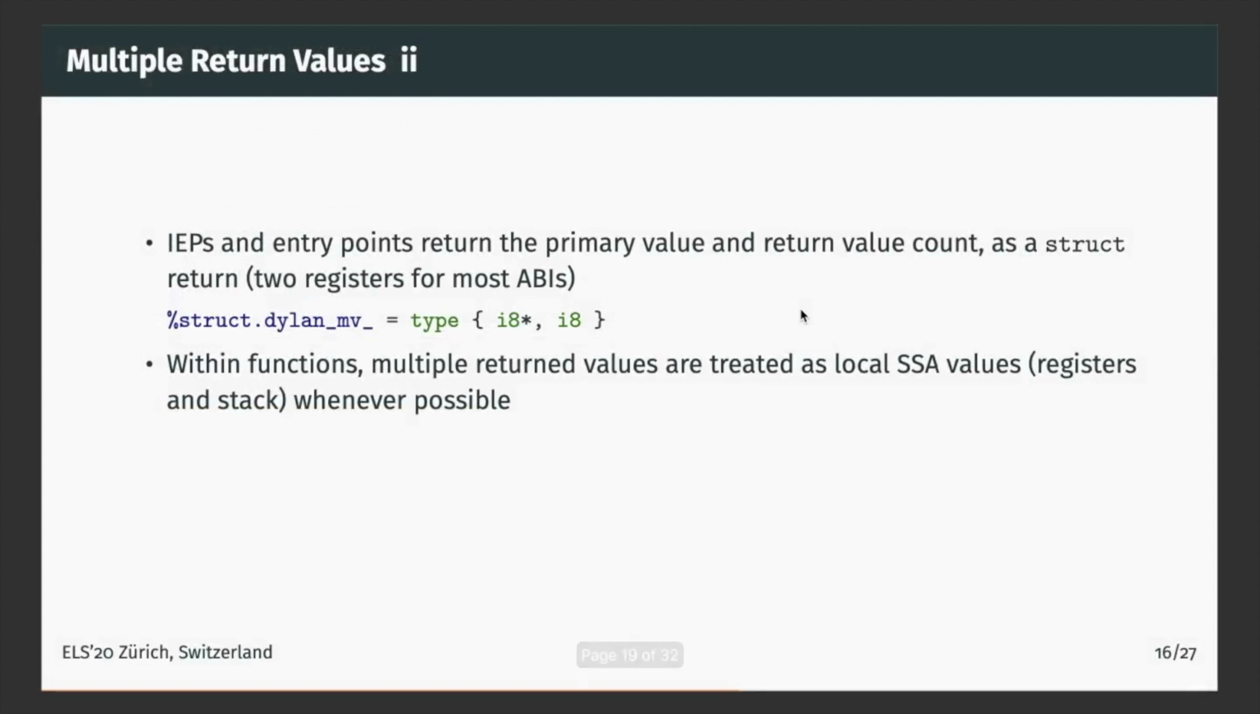Since most current architecture ABIs support returning a structure of up to 2 words in registers, LLVM functions return the primary value and the return value count as a 2-element structure. Within functions, the LLVM backend works to represent returned values individually as local SSA values wherever possible, rather than going through this thread local storage.